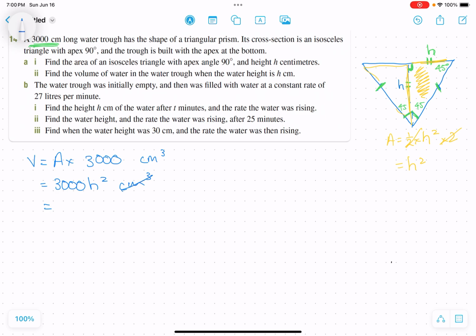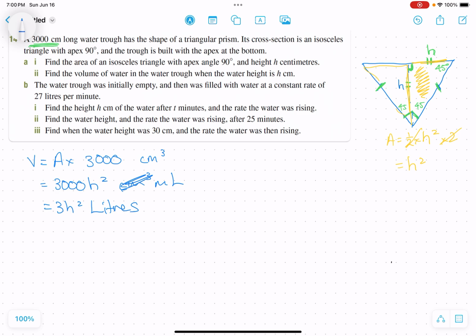Now, of course, centimetres cubed is the same as millilitres. So if I wanted it in litres, I'd just divide by 1,000. So that's 3h squared litres, if I wanted it in litres as a volume, in terms of h. So, find the volume of water, and so on.